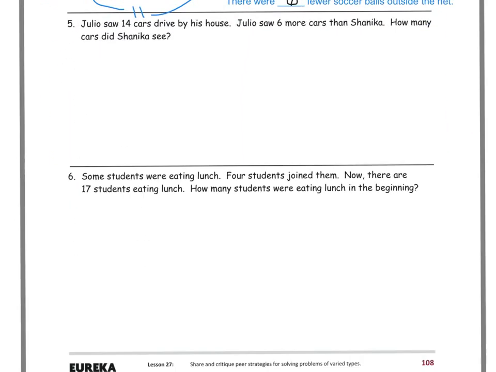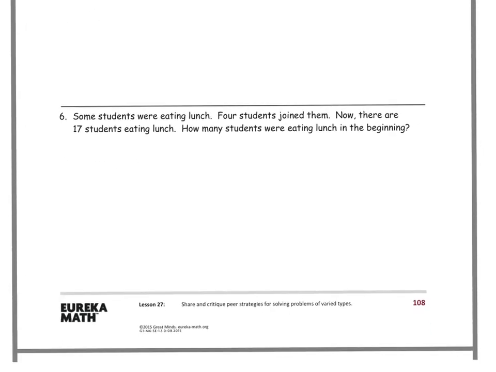Now let's take a look at the last question, number 6. And it says, some students were eating lunch. 4 students joined them. So I'm going to write the number 4. Now there are 17 students eating lunch. How many students were eating lunch in the beginning? So I'm going to put down my statement. So there's my statement at the bottom. Blank students were eating lunch in the beginning.